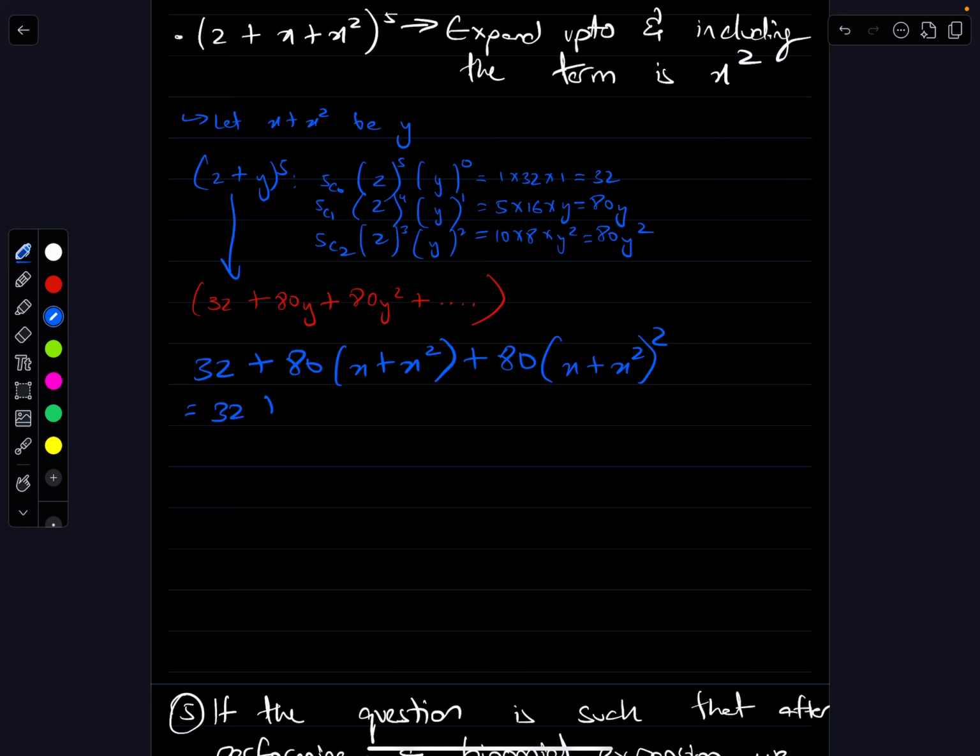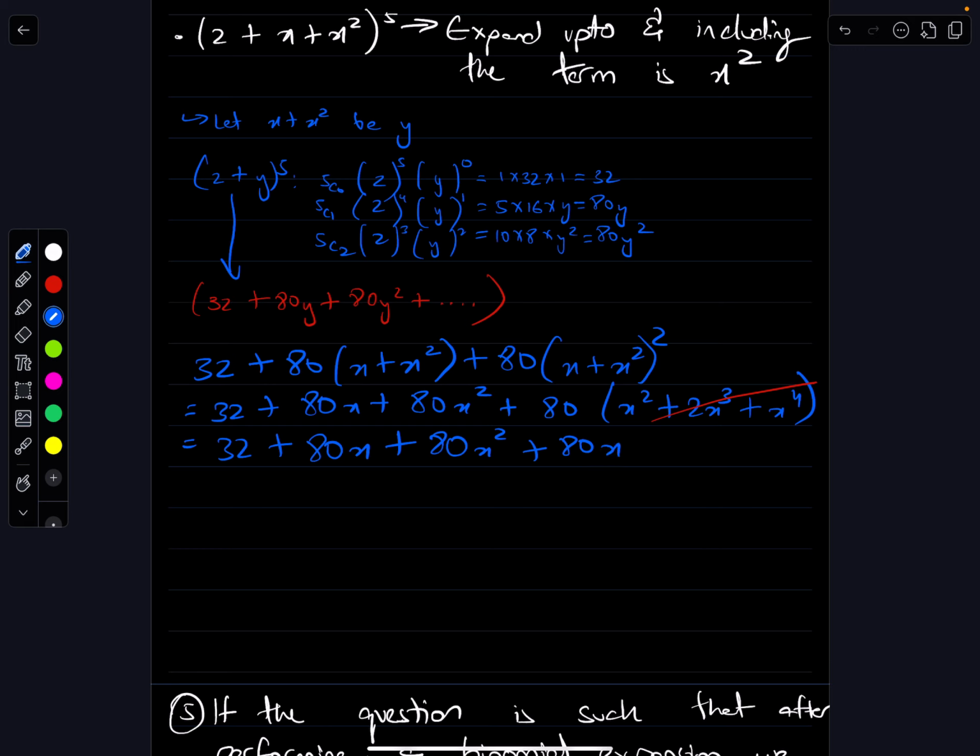So 32 plus 80x plus 80x squared plus 80x squared plus 2x cubed plus x to the power 4. We need not worry about these for now. So just ignore them. Ignore these, since the power of x is greater than 2. So we have 32 plus 80x plus 80x squared plus 80x, and thus our final answer turns out to be this.